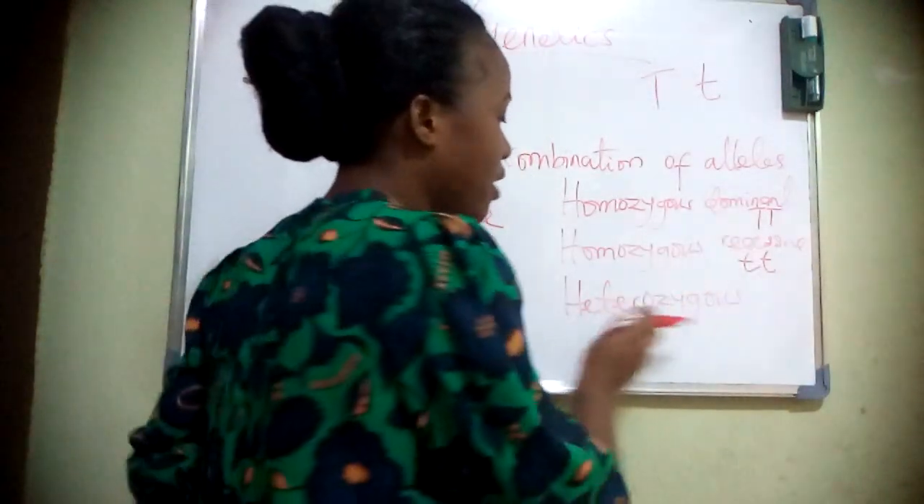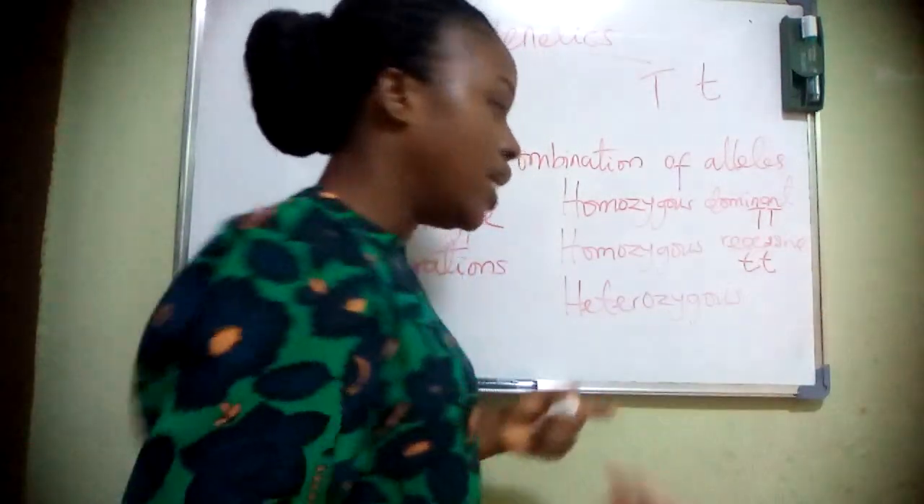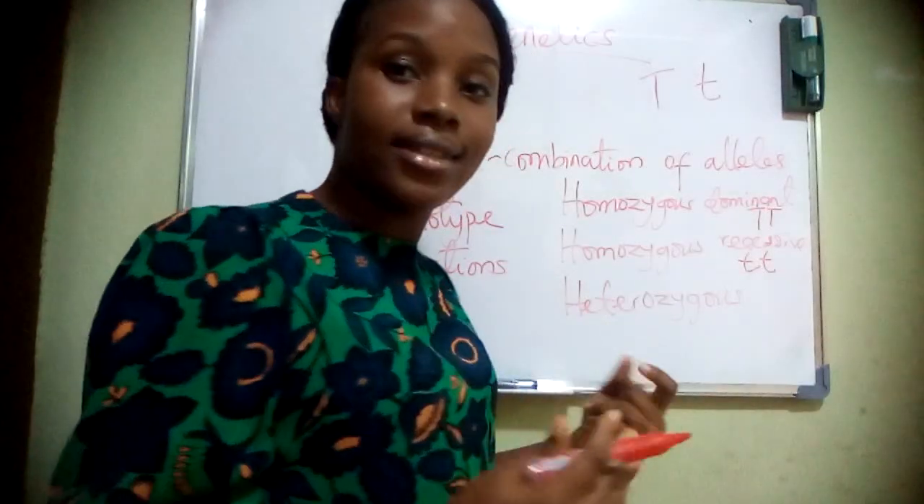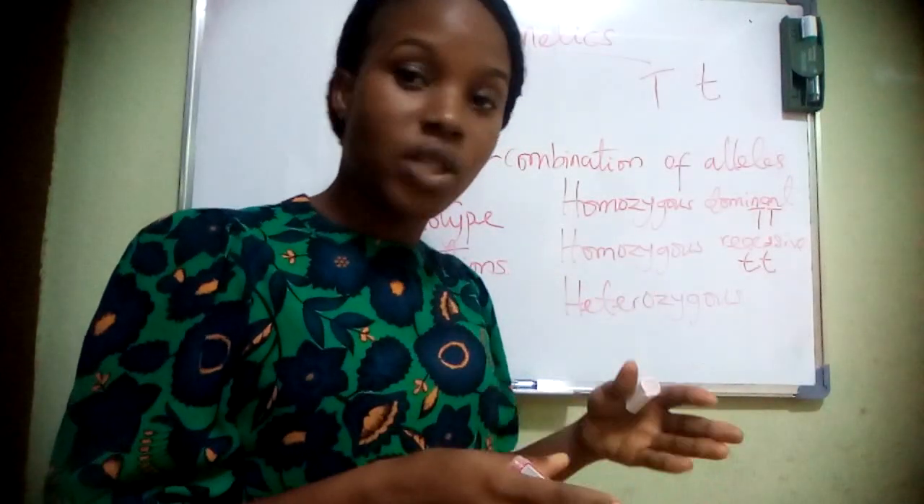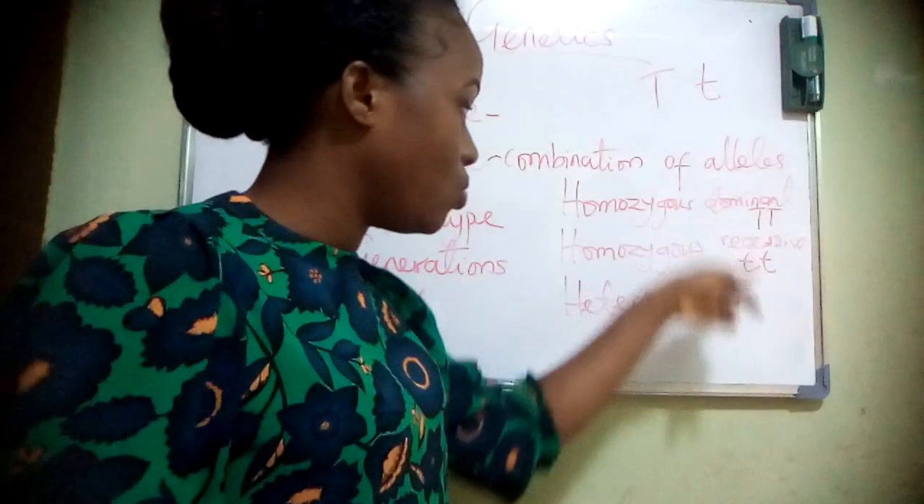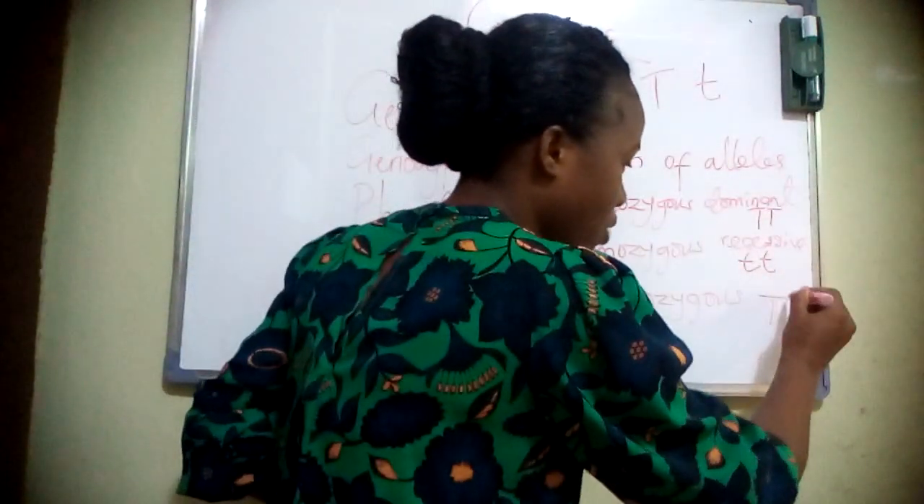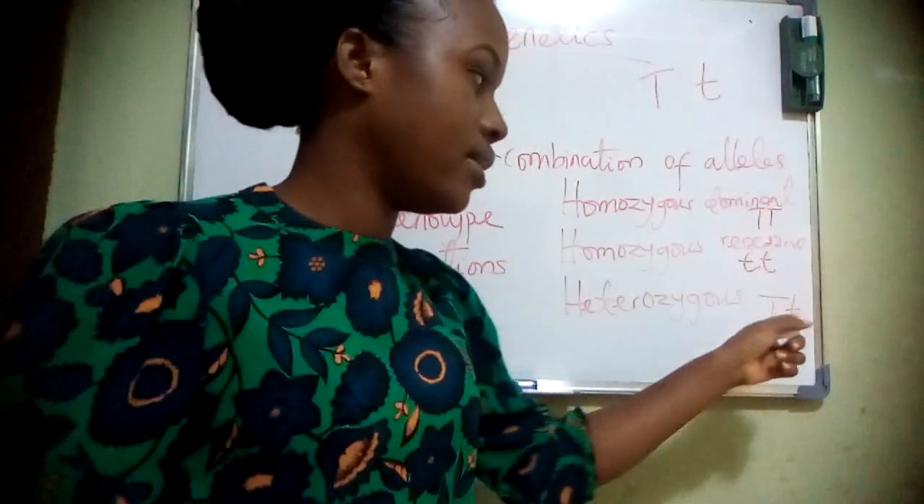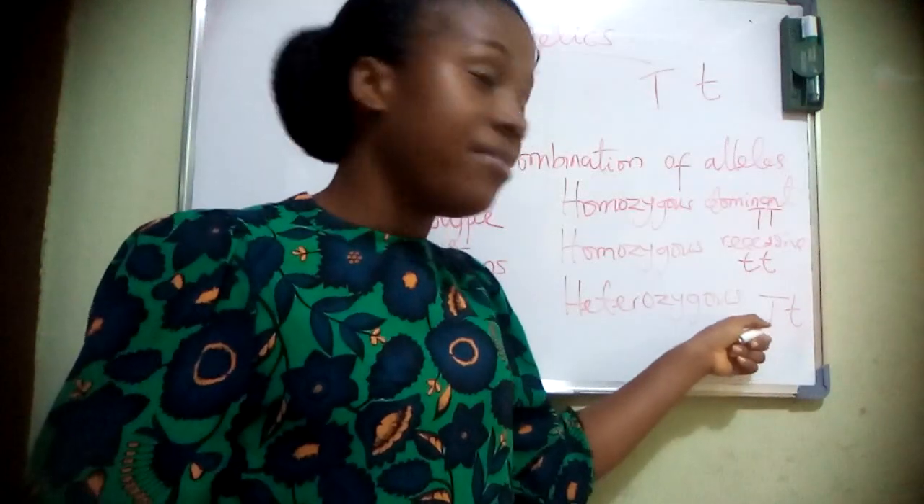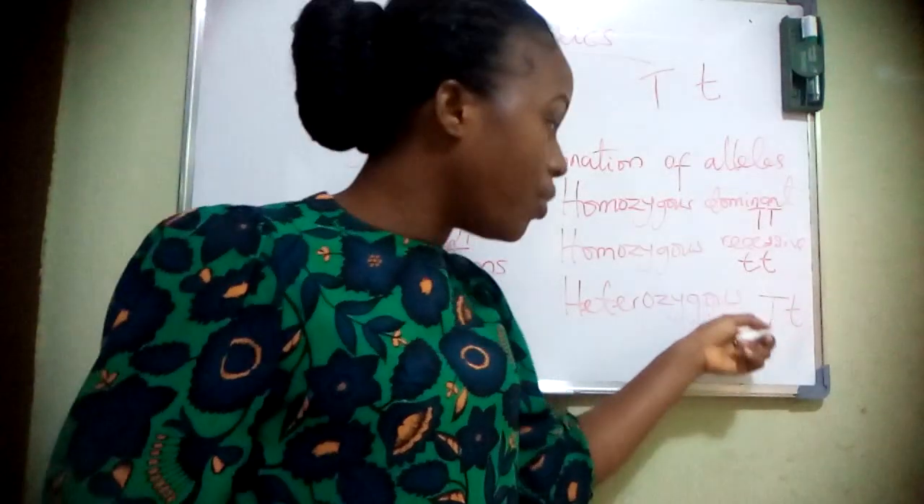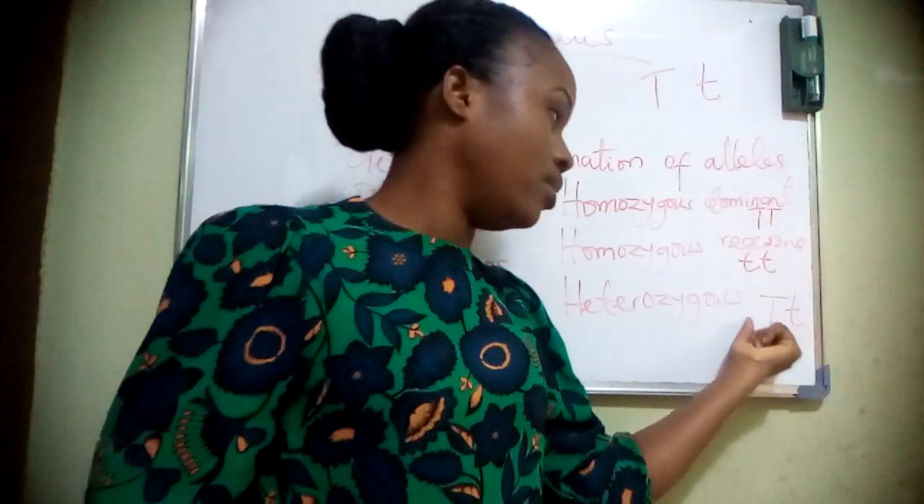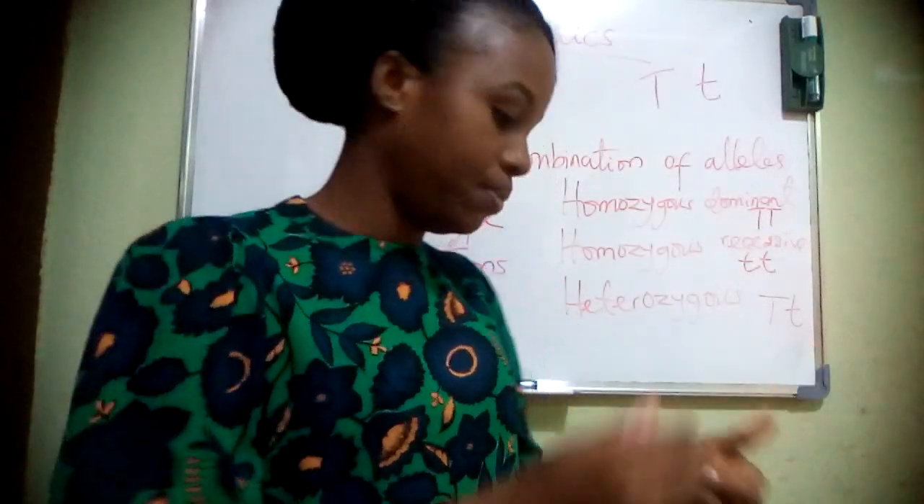Now the heterozygous genotype indicates that the individual has different alleles for that particular gene. In this case, the gene for height, this individual's genotype will be this, and we will have a tall individual, though he has a mixture of alleles, the dominant and the recessive.